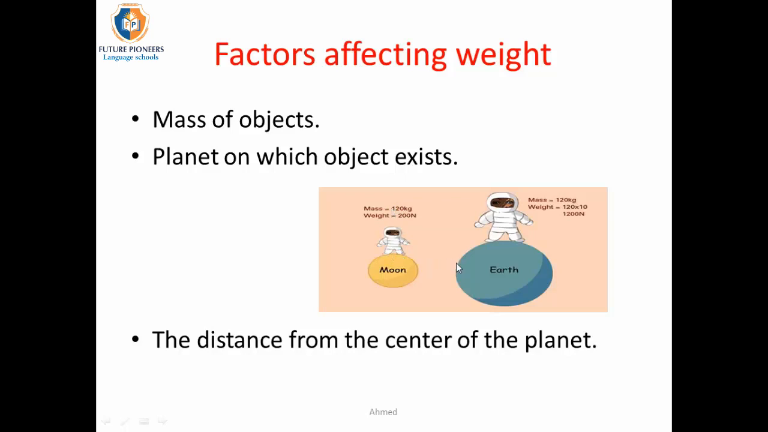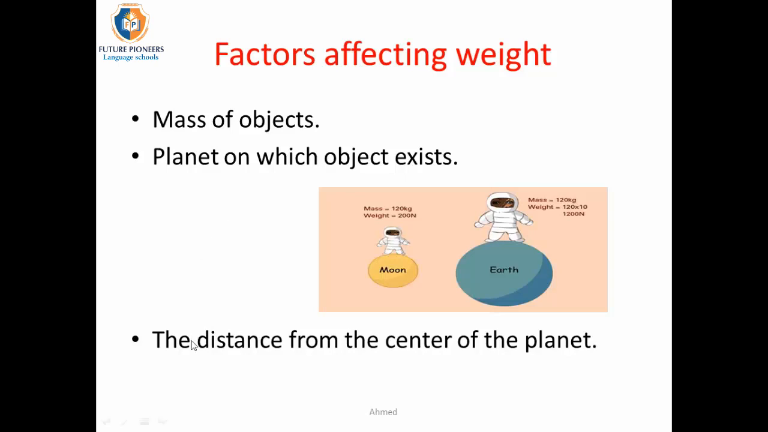As we can observe in the following picture, if you measured your mass on the moon surface and on the Earth's surface, you will find that your mass is the same, because mass doesn't change by changing the place. But in case of weight it changes by changing the place, because the value of the attraction force of the planet differs from one planet to another.